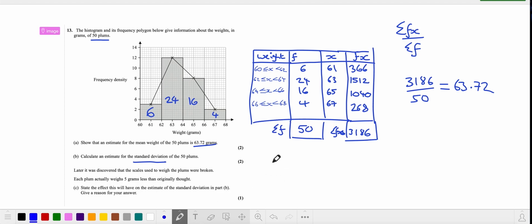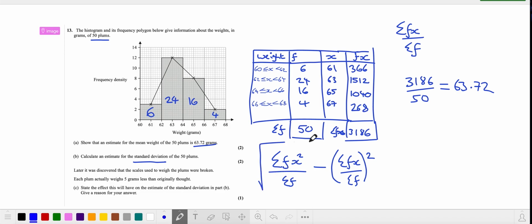So the mean of the squares means we're going to do the sum of fx squared over n, still being the sum of the frequency, take away the square of the mean. The mean was sum fx over sum f, and we're going to square that, and that would be our variance. That's not our standard deviation. The standard deviation is the square root of the variance.